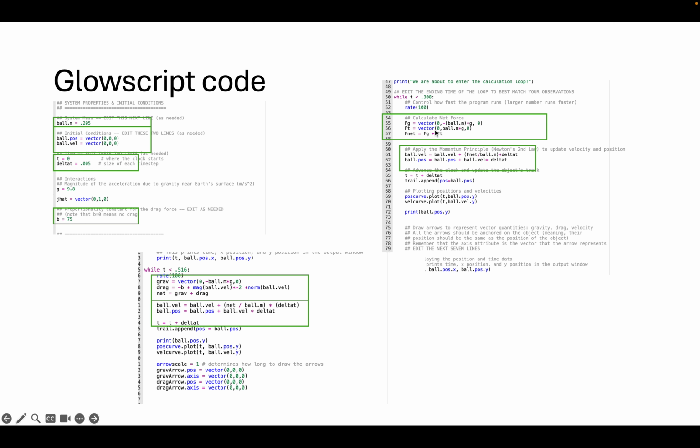And so I calculated net force using the two forces at play, gravity and tension, and I update the velocity and position of the slinky as needed through the appropriate formulas. And in the second part, the forces in play are gravity and the drag force, and the net force is calculated appropriately, and the velocity and position of the slinky are updated appropriately.